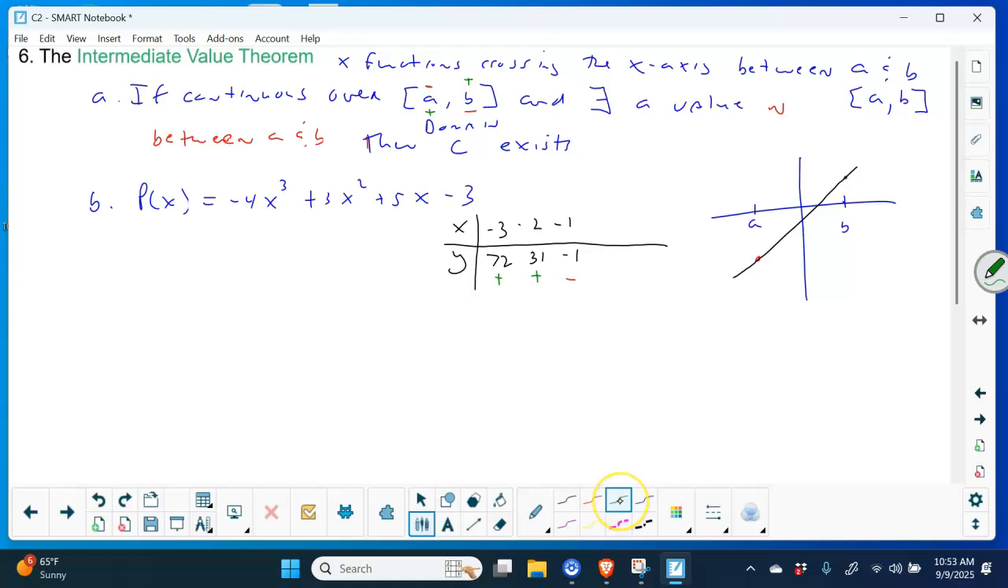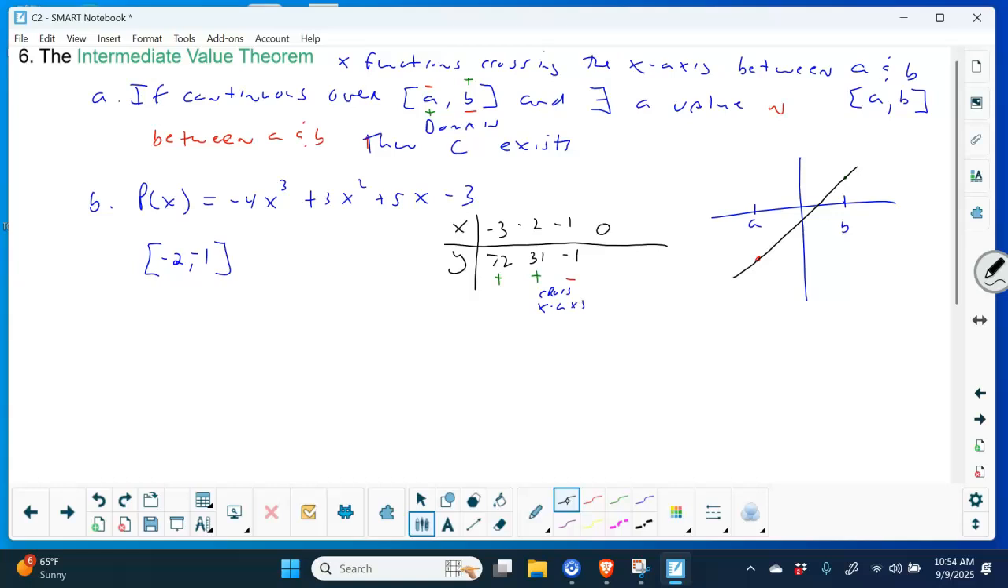Notice I went from going up to going down, from positive to negative. I had to have crossed the x-axis. So I know I have a zero between negative 2 and negative 1. There's a zero in that interval, because from negative 2 to negative 1, I went from positive to negative. All right, I'm going to keep going.